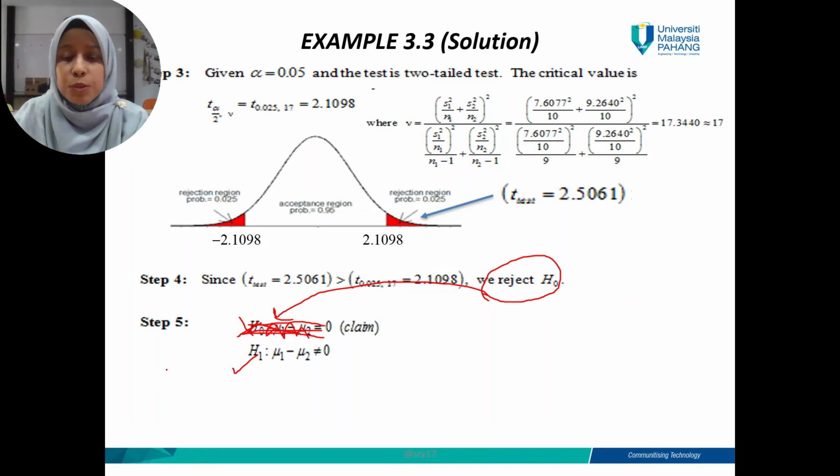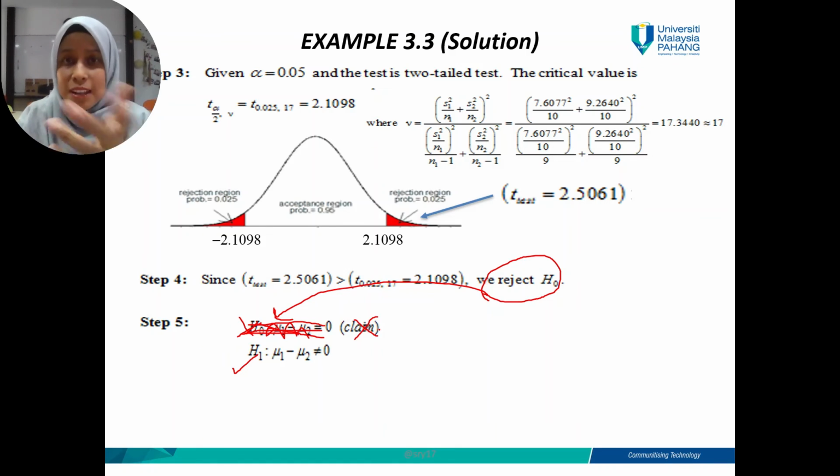Okay class, so what is the conclusion? The conclusion is not about H1, it's not about H null. The conclusion is about the claim. So when you reject H null and the claim is at H null, rejecting H null also means you reject your claim. When you reject H null, consequently you are also rejecting the claim, because in this case the claim is at H null.